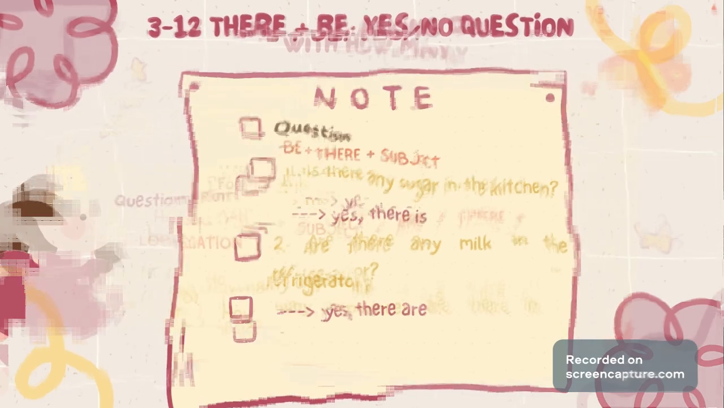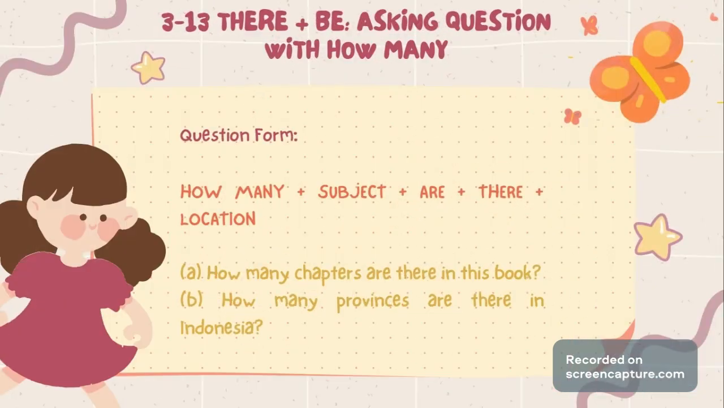Next, there plus be, asking questions with how many. Question form: how many, subject, are there, plus location. How many chapters are there in this book? How many provinces are there in Indonesia?